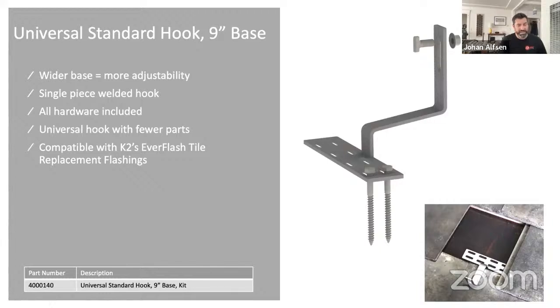The universal standard hook is one part. So we try to name the products what they actually are. So universal standard 9-inch base. So it's a 9-inch base here that allows you to install to the rafters and come out to the valley. It's all one piece solid. This is universal, very popular in Southern California.